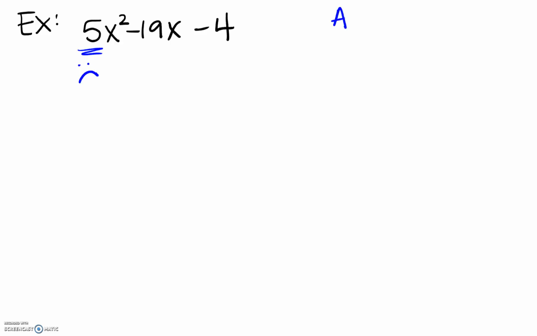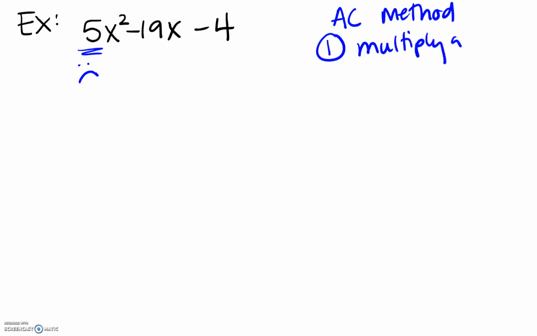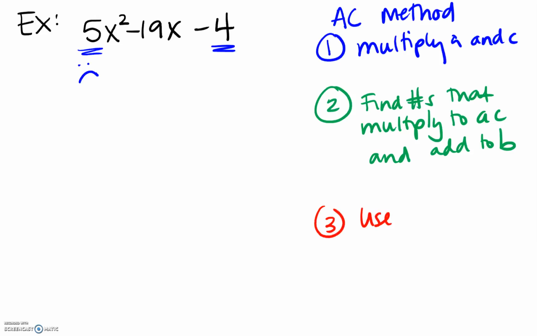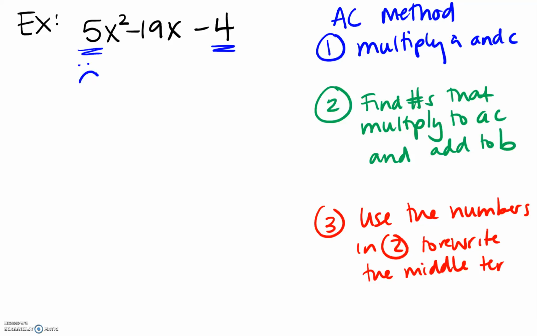for this particular one. If you want a brief review of the AC method, step 1, multiply A and C. It's a terrible looking A. This being our A, that being our C. Step 2, find numbers that multiply to AC and add to B. And then step 3 is use the numbers from 2 to rewrite the middle term. So pause the video, go through those steps, see if you can get it before I do.